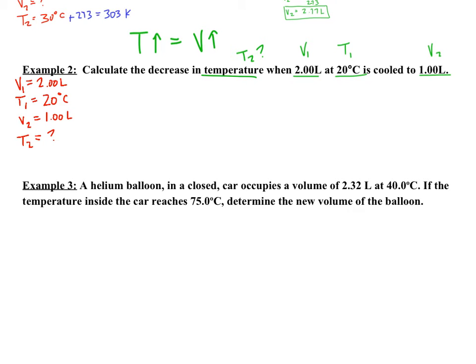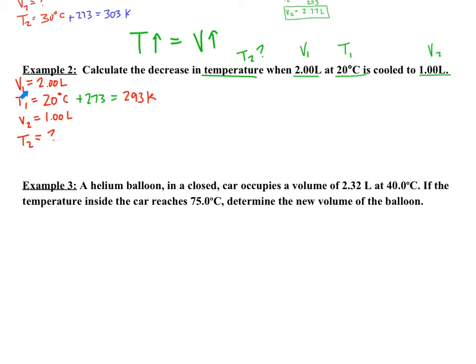Okay? So remember that our temperature always needs to be in Kelvin. So to convert to Kelvin, you take your temperature in Celsius and add 273. So 20 degrees plus 273 gives me 293 as my temperature in Kelvin. Okay. Now, let's take a look at it.